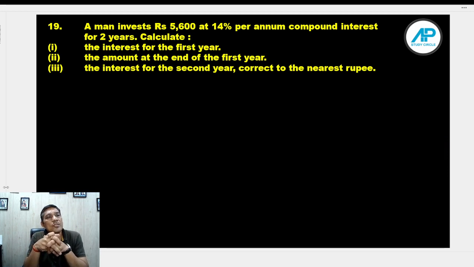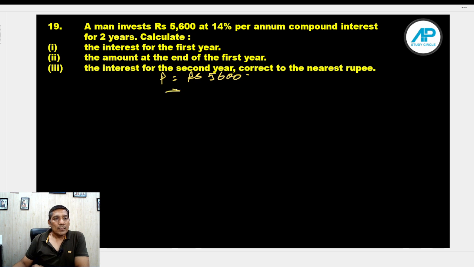Easier question. A man invests rupees 5600 at 14% per annum compound interest for 2 years. Calculate the interest for the first year, the amount at the end of the first year, the interest for the second year, and so on and so forth. So the question is easy. We got the value of principal given to us. Time is 2 years and rate is 14%.